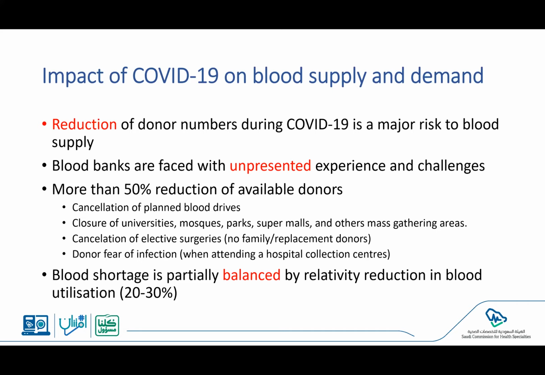However, at the same time, we are lucky because the blood shortage is partially balanced by a relative reduction in blood utilization, since most hospitals changed their focus to patients who are infected with COVID-19, and they stopped some of the elective surgeries that had been planned. The reduction was estimated to be between 20 to 30%, which makes things easier to manage so far.